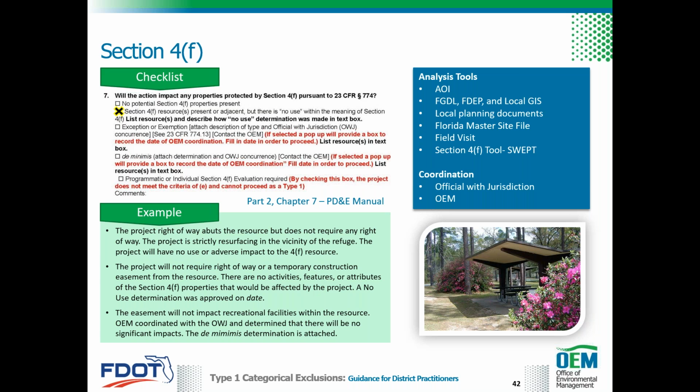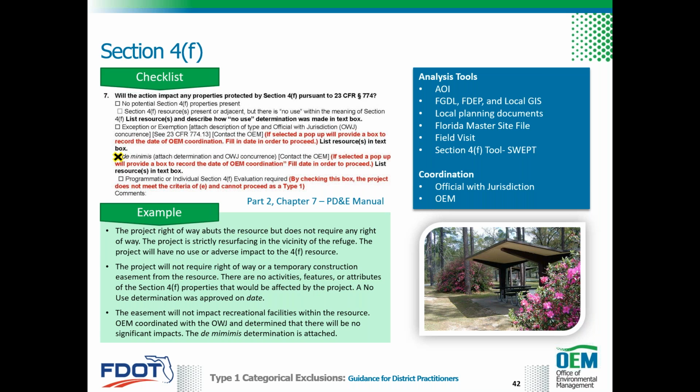Now, the Section 4F no use determination form should be used if the determination is complex. There are numerous Section 4F exceptions and exemptions, which are listed in Part 2, Chapter 7 of the PD&E manual. Now, to use this checkbox, you must complete that Section 4F exceptions, exemptions determination form in SWEPT, along with concurrence from the official with jurisdiction, and it's sent to OEM for concurrence. The Section 4F tool is also used for a de minimis determination.